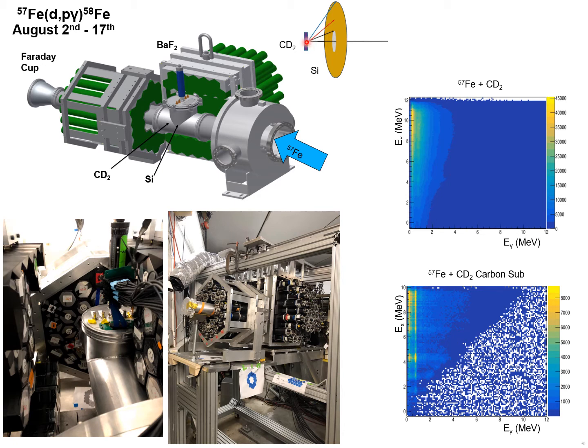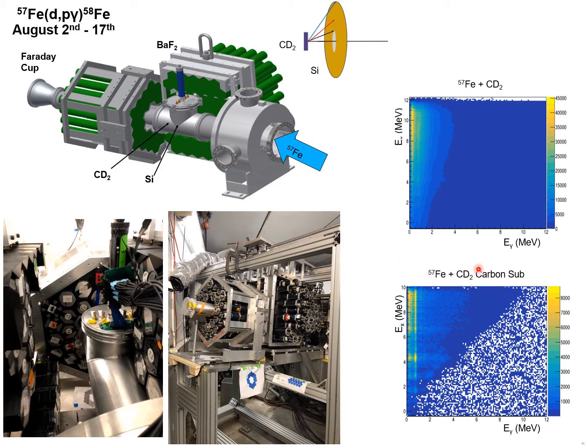The reaction occurs in the CD2 target, and then the protons emitted between angles of 120 and 155 degrees get detected in the silicon detector. We use the measured proton energies to then calculate the excitation energy of the iron 58 nucleus. The green cylinders here represent the barium fluoride detectors. We have 128 of them. They're used to detect the photons that are emitted from that excited nucleus. Here's some pictures from the experiment.